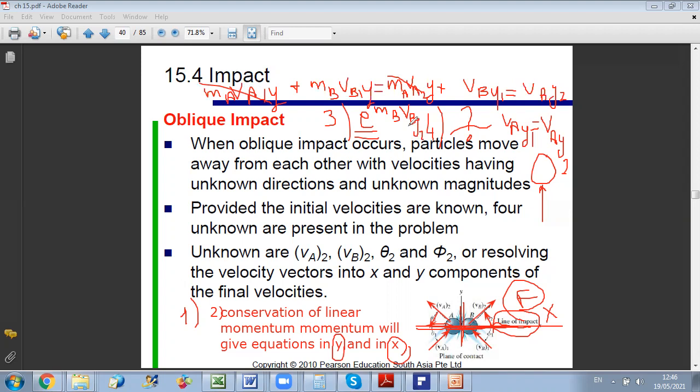Okay, so you have here several options and in this case you will have written 4 equations with 4 unknowns, so you can find VA2X, VA2Y, VB2X, VB2Y. Once you know them, you can find the magnitude and the direction. Okay, do you want me to repeat anything in the explanation here before we continue? If anything is not clear I will repeat.